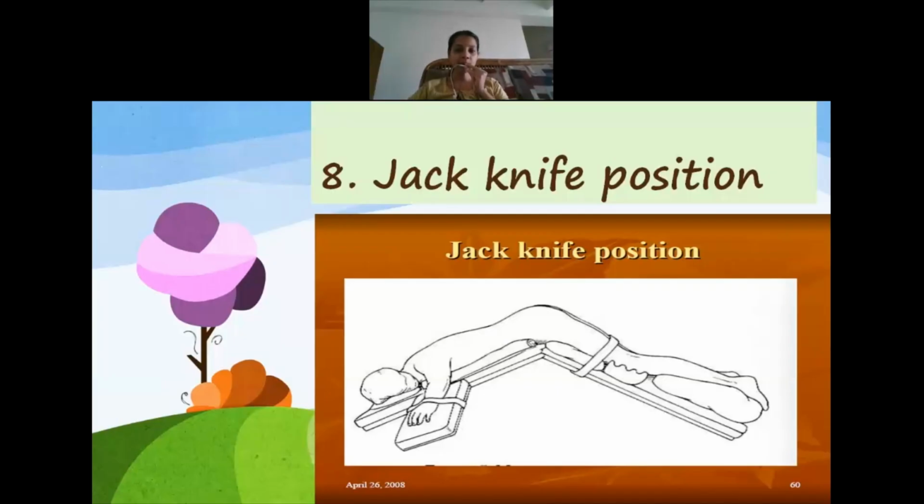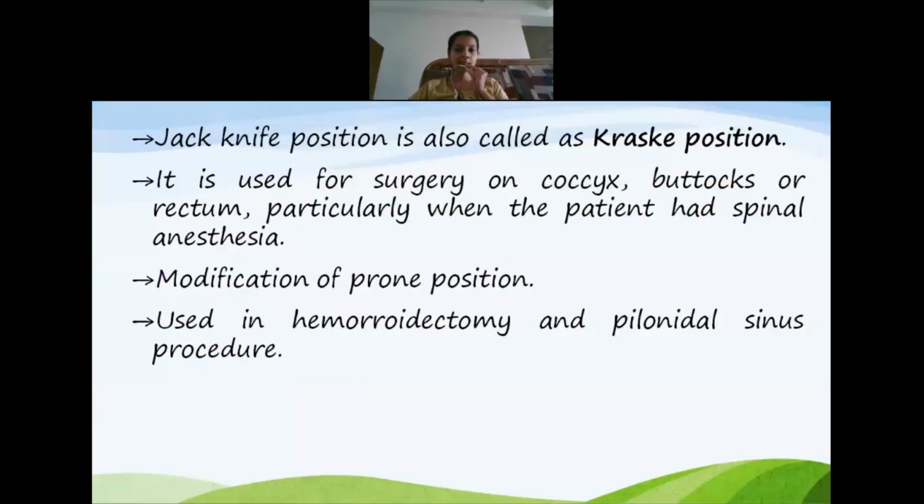The next position is jackknife position. Jackknife position is also called crash case position. You can see that in the picture. Jackknife position is usually used when you are performing surgeries of the coccyx, the buttocks, or the rectum, commonly hemorrhoidectomy or pilonidal sinus procedures. Pilonidal sinus usually could be due to excess hair growth, or it could be because of a cyst in the coccyx region. So that is jackknife position.